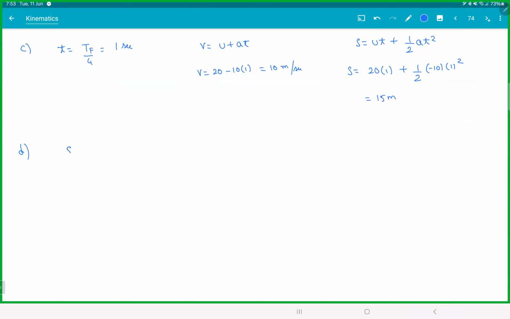So distance is being asked. If I use this formula directly, the time is 3/4 of time of flight. This comes out to be 3 seconds. So if I use my formula, UT plus half AT square, this is 20 into 3 plus half into minus 10 into 3 square. This turns out to be 15 meters. But remember, this is displacement.